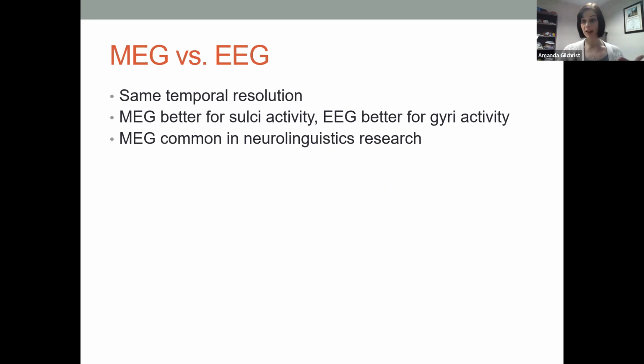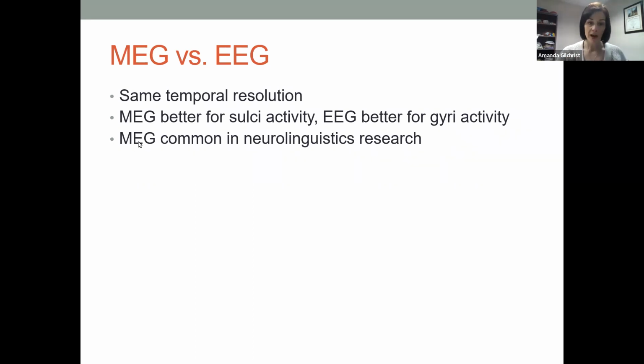But because of the way that neurons are oriented in the cortex, as well as our good old right hand rule, where the magnetic field is basically perpendicular to the current, MEG often tends to be better for activity that is deeper in the cortex, like inside a sulcus. On the other hand, EEG is often going to be better for activity that is occurring right at the surface of the cortex in the gyri. So because of the way that our neurons are oriented, these are going to be optimal for different things. Generally, we find that MEG, as I mentioned last time, is pretty common in neurolinguistics research. That's because both the inferior frontal sulcus, which is around Broca's area, as well as the superior temporal sulcus, which is near Wernicke's area, are both very important for language.